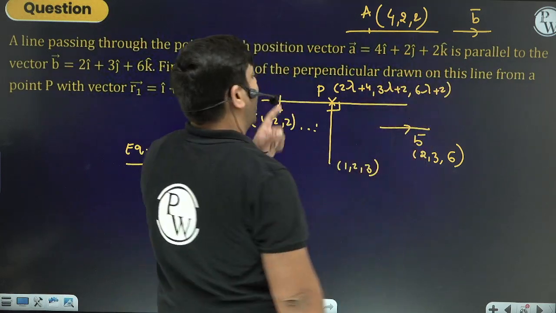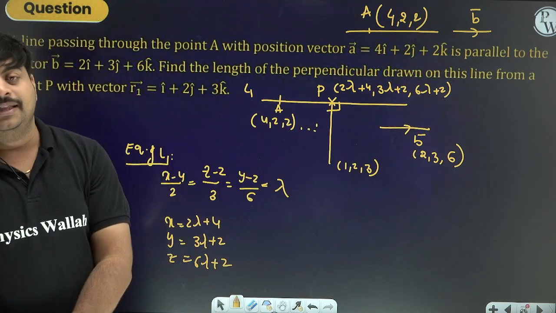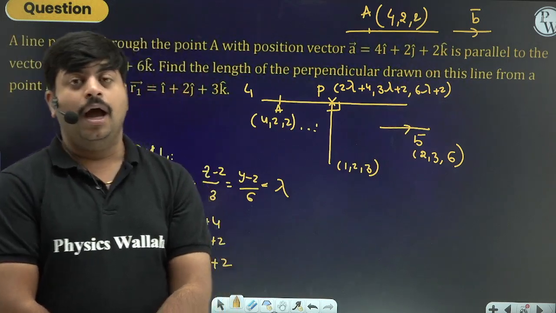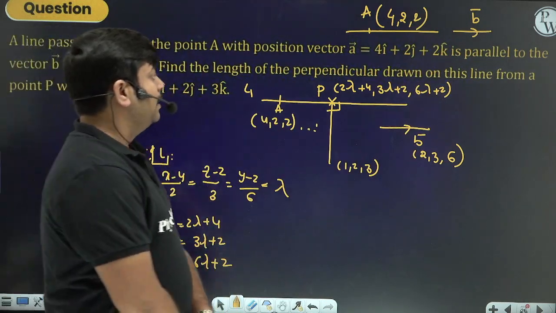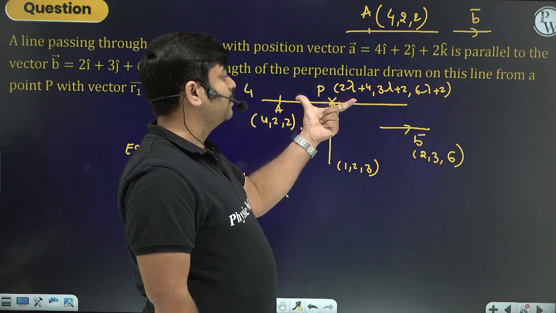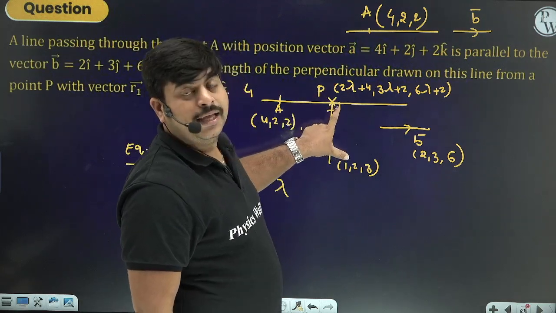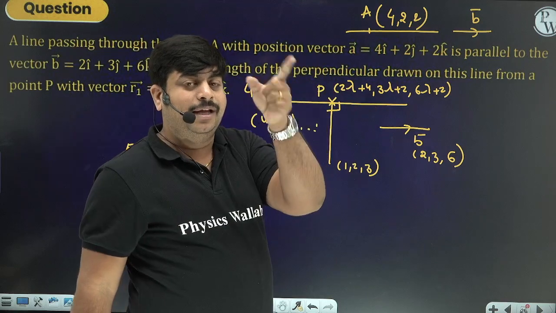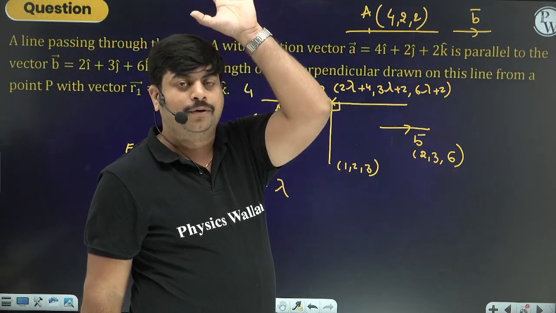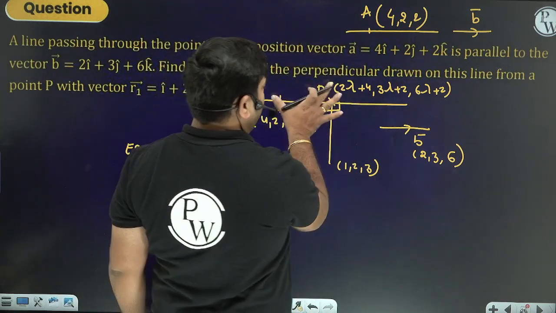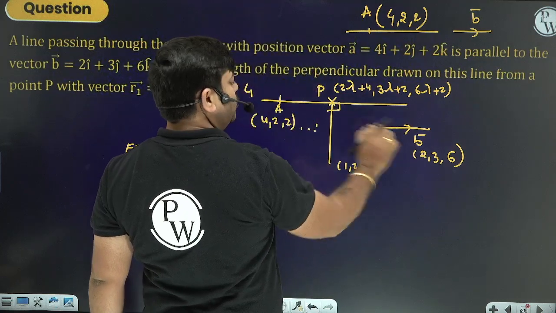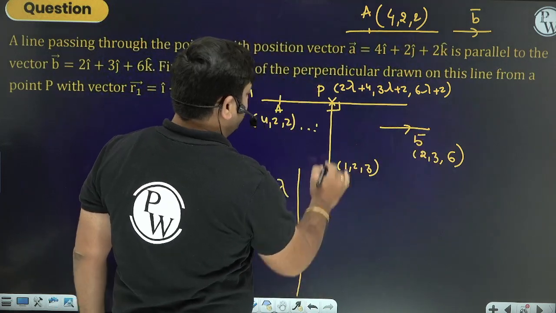So now I want to find this point. To get that, I need to find lambda. How to get lambda? The direction ratios of this line and the direction ratios of the other line, as they're perpendicular, a1 a2 plus b1 b2 plus c1 c2 should be 0, right? The direction ratios of L1 are already 2, 3, 6. What about the direction ratios of L2?